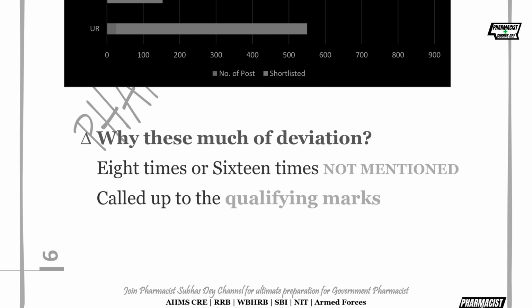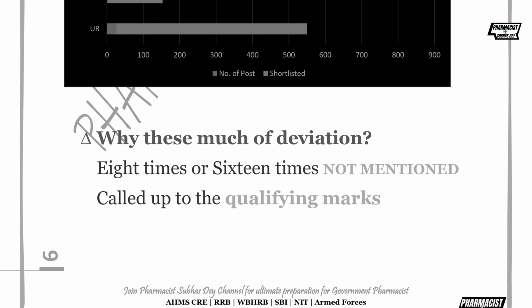Previously, in 2025 and 2024, they mentioned everywhere, in the notification and in the result also, that for non skill test posts they will shortlist 8 times the posts advertised, and for skill test posts they will call 16 times. But here, in this CRE4, they haven't mentioned it in the notification or in the result.